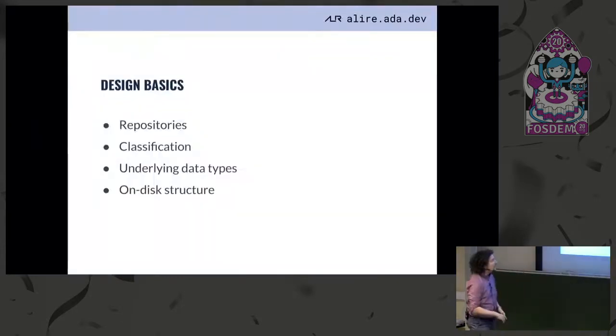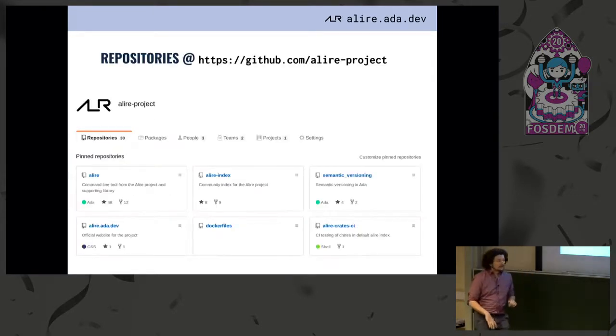Well, moving a bit into how the project is done, I'll talk about a few internal things and I will finish. For starters, the project is in GitHub. There are several repositories that you can find there, all under the umbrella of the Alire project. And they contain the community index, the main executable and library, and other supporting projects.